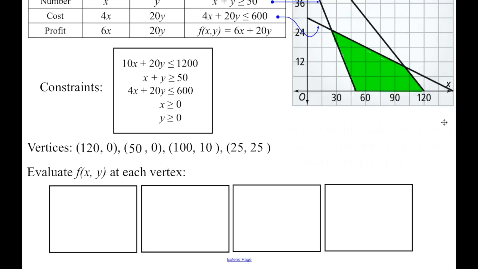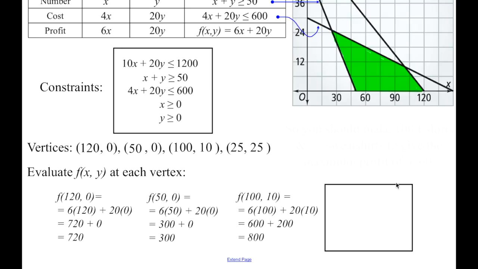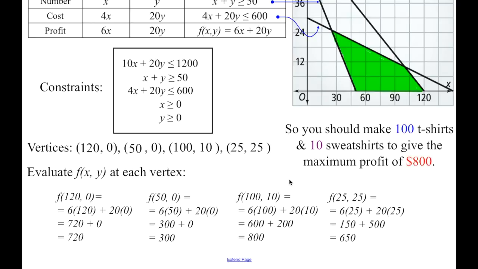So now that we have our vertices, we want to evaluate each of those vertices for our objective function f right here. And so I went ahead and did that. 120, 0 gives us a value of 720. 50, 0 gives us 300. 100, 10 gives us 800. And then 25, 25 gives us 650. So which one was the maximum value? Well, it looks like our maximum profit is $800, and it occurs when we make 100 t-shirts and 10 sweatshirts. So we need to make 100 t-shirts and 10 sweatshirts to give us a maximum profit of $800.